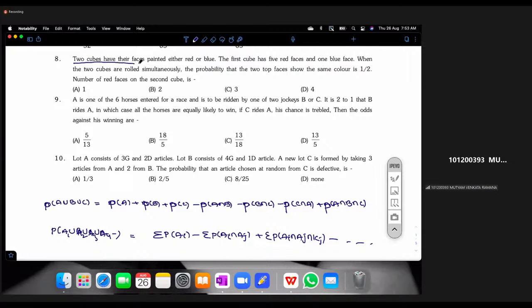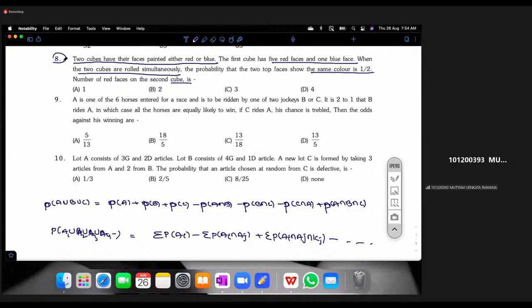Two cubes have their faces painted either red or blue. The first cube has 5 red faces and 1 blue face. When the 2 cubes are rolled simultaneously, the probability that the top face shows the same color is 1 by 2. Number of red faces on the second die.